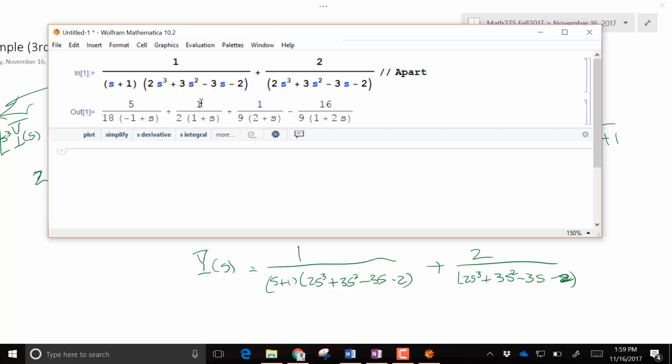And so now we have 1 over s, 1 over, so we got an e to the t, e to the negative t, e to the negative 2t, and e to the 1/2 2t.